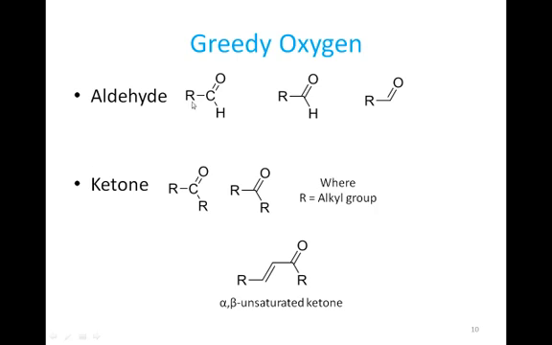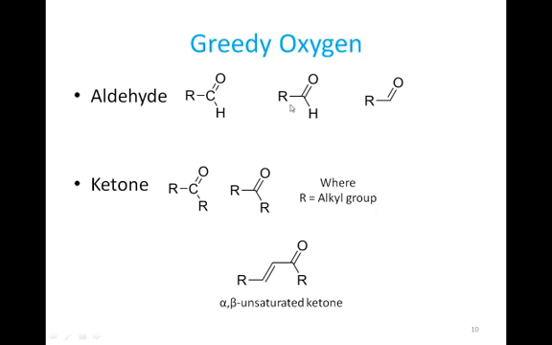So the first example, and the simplest one, is the aldehyde. Here we've got the R group attached to the carbon, and this has two bonds to the oxygen, and then the other bond goes to the hydrogen. We call this particular group a carbonyl, and depending on what we have attached here, we call it different things. If we've got a hydrogen attached here, we call it an aldehyde.